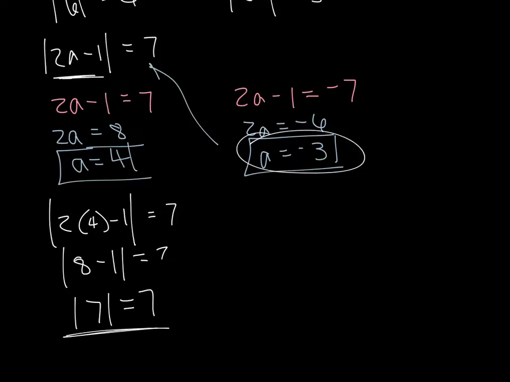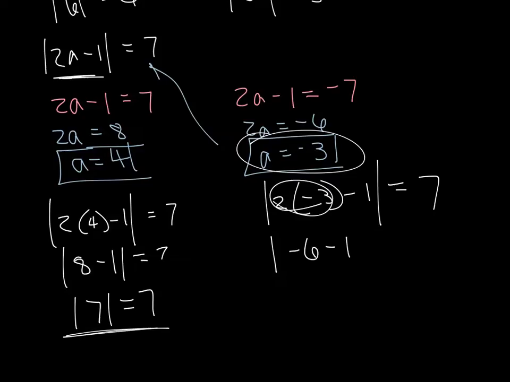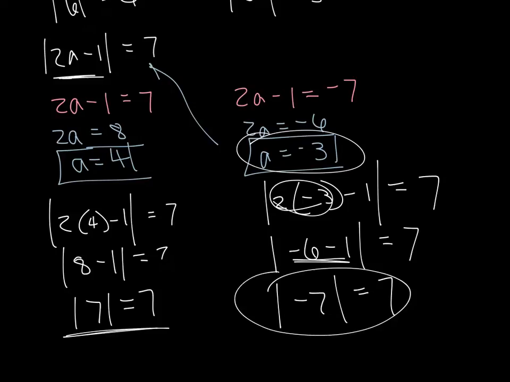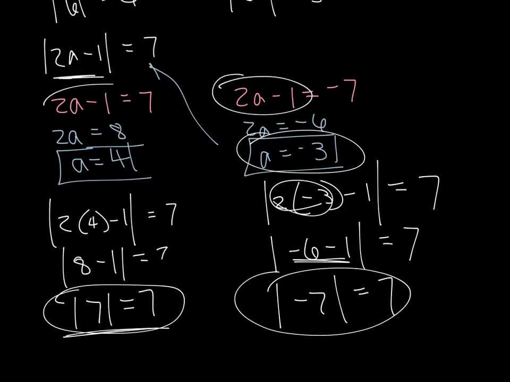Now let's put the negative 3 in. Two times negative 3 is negative 6 minus 1. Absolute value is negative 6 minus 1 is negative 7. So the absolute value of a negative number is 7. The absolute value of the positive is 7. So both of those answers work. So that's why you have to do both equations here.